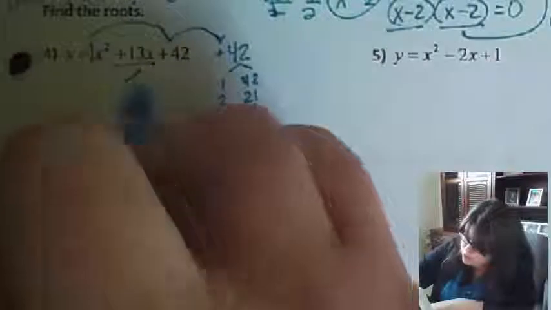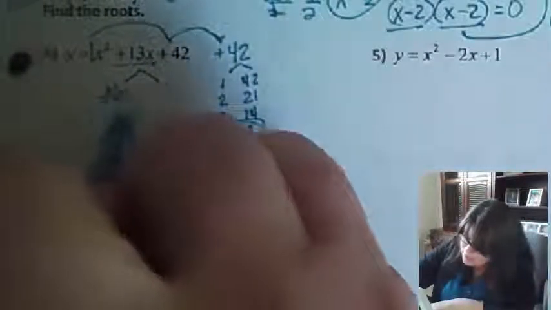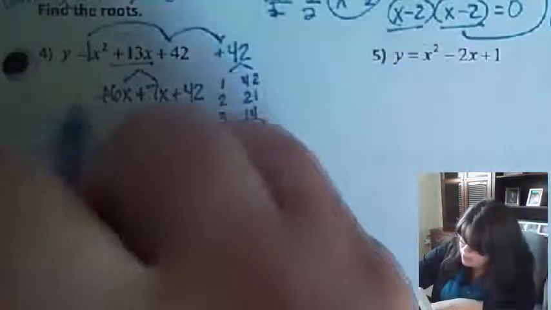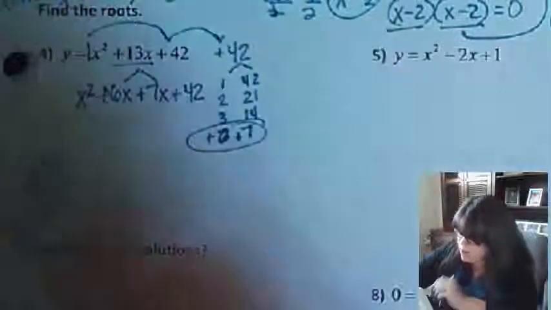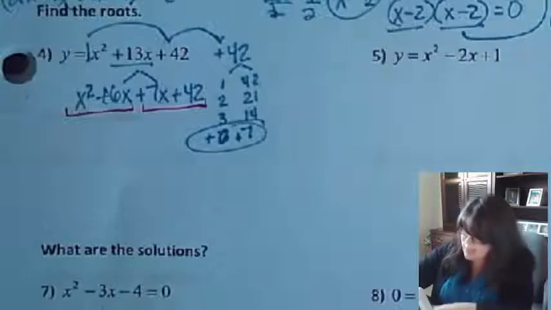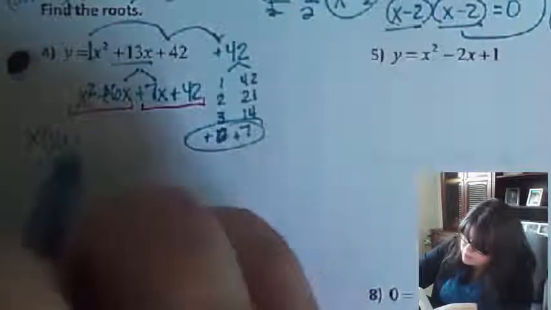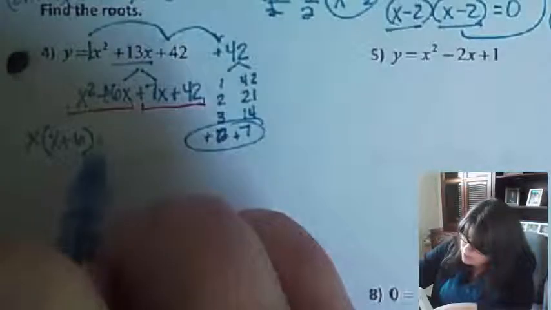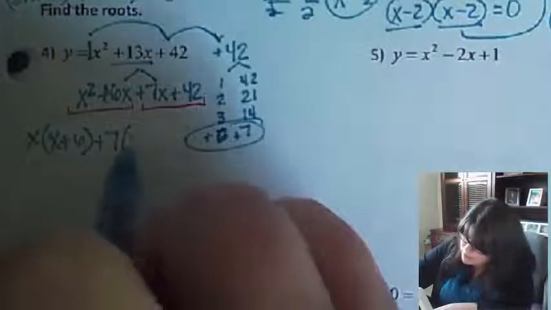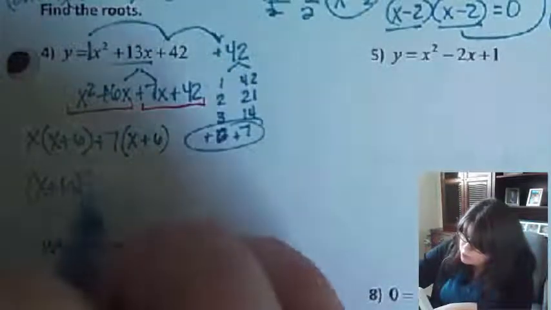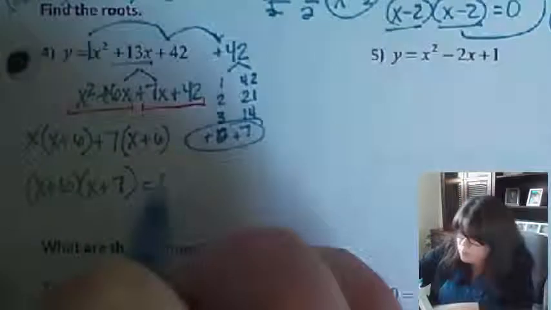I'm going to split this middle term to be positive 6x and positive 7x. Keep my last term and keep my first term. So now I'm going to group them. Group, group, and factor out my GCF. In my first group, my GCF is x. Left over, I have x plus 6. In my second group, my GCF is plus 7. My leftover is x plus 6. My twins are x plus 6. My loners are x plus 7. And of course, that all equals 0.